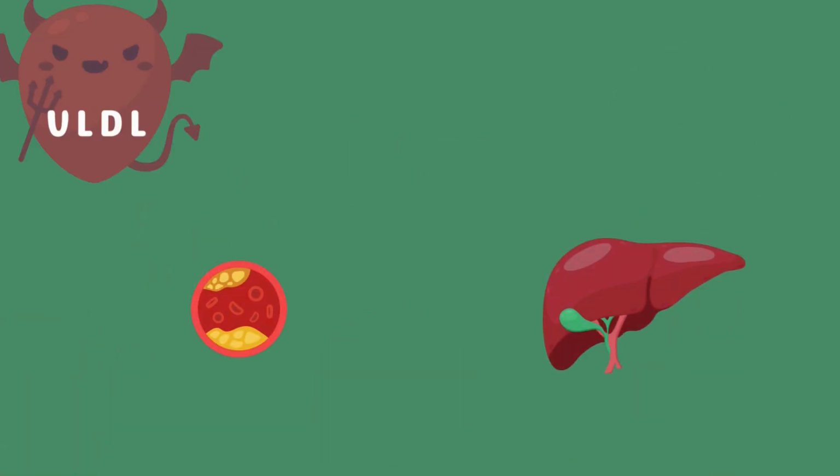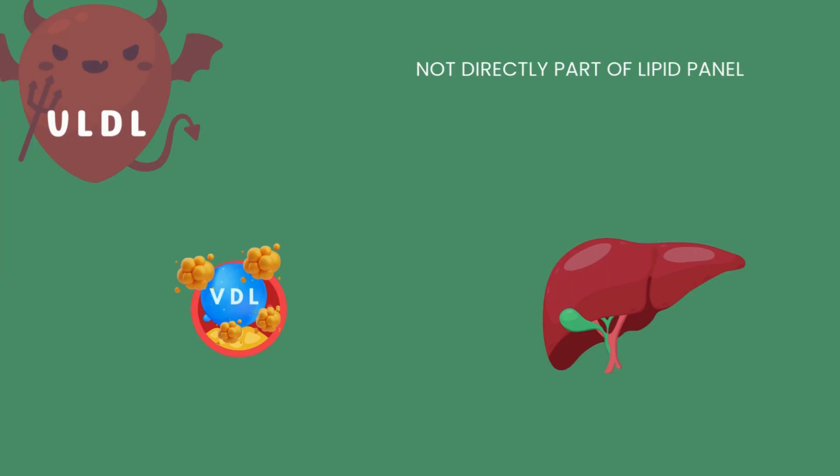VLDL transports triglycerides synthesized in the liver to peripheral tissues. Like LDL, VLDL also contributes to plaque buildup and is considered atherogenic. Normally, VLDL is not measured directly, but estimated as 1/5 of the triglyceride value. A normal VLDL is less than 30 milligrams per deciliter. Values at or above 30 milligrams per deciliter are considered elevated and are often seen with high triglycerides, which also confer increased cardiovascular risk.